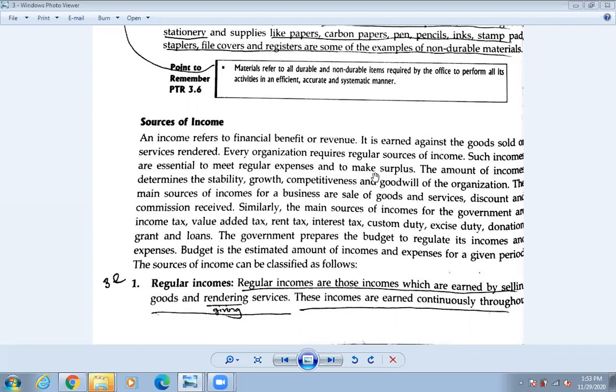So what is that? That is a trust upon some company. That is called the goodwill, a trust that you gain. Goodwill means a trust, trust upon something, trust of the organization. The main source of income for a business is the sales of goods.